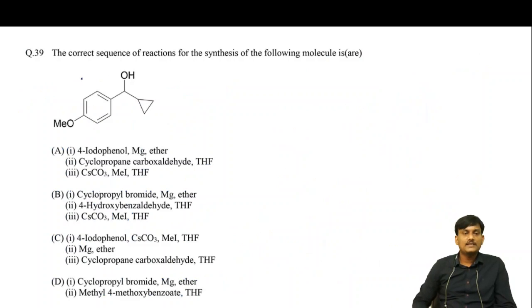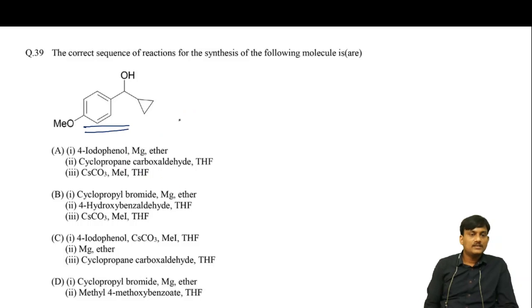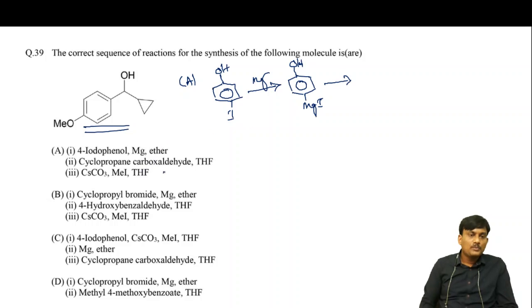The correct sequence of reactions for the synthesis of the following molecule. Okay, this is the molecule. Let us take A. What is the starting material for A? This is the starting material, 4-iodophenol. When you react it with magnesium in ether, there is formation of a Grignard reagent. So here OH and here there is MgI. And when you react with cyclopropane carboxaldehyde, this is cyclopropane carboxaldehyde, with C double bond O, this is H.